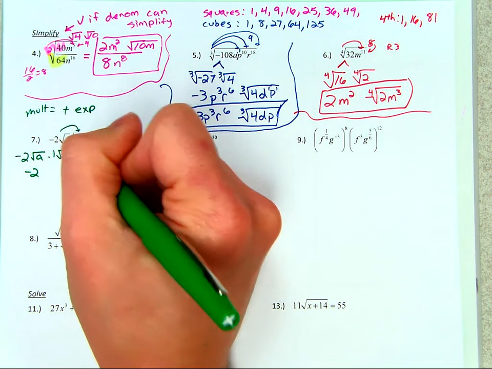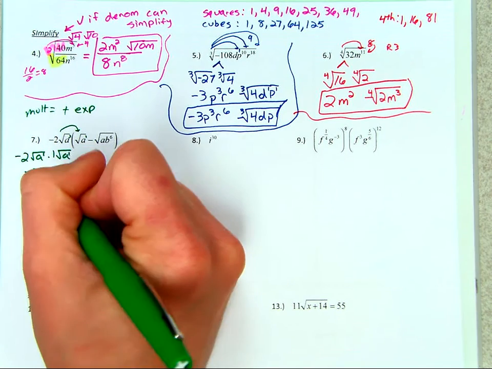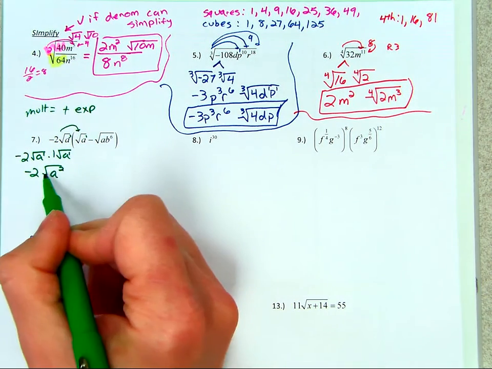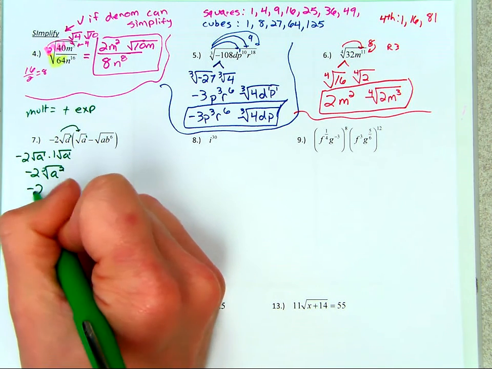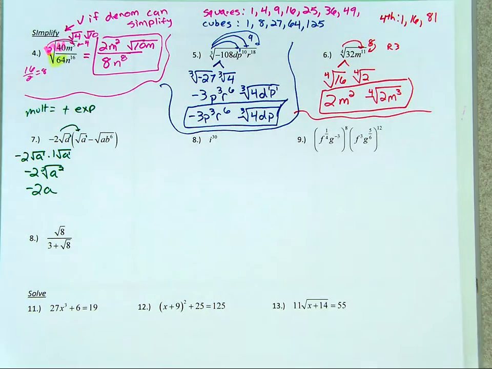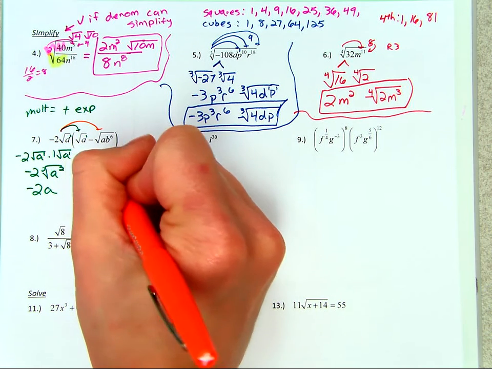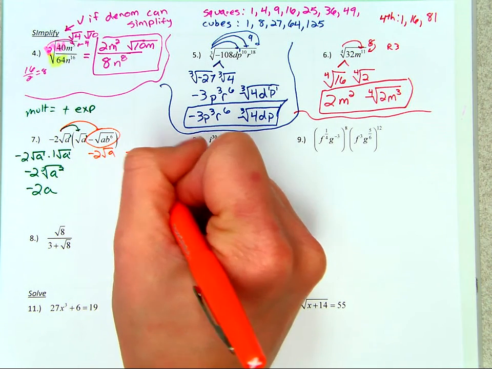So this is like 1 plus 1. Right? 1 plus 1 would give me the square root of a squared. And since my index is 2, 2 goes into 2 once, so this would be negative 2a. Then I can go ahead and start working on the second part of it, doing negative 2 radical a times, now be careful because it's a negative, so negative radical a b to the 6th.